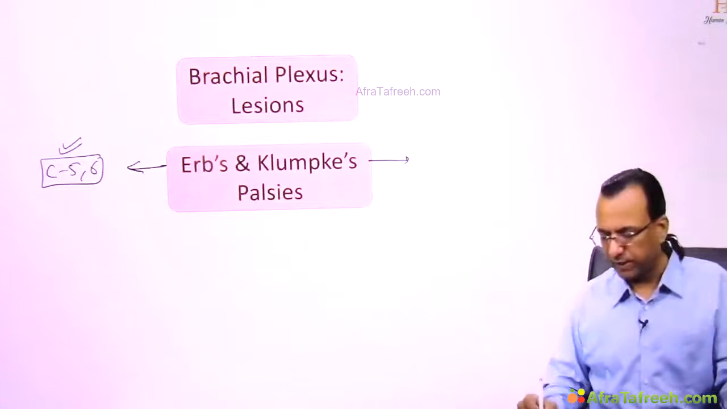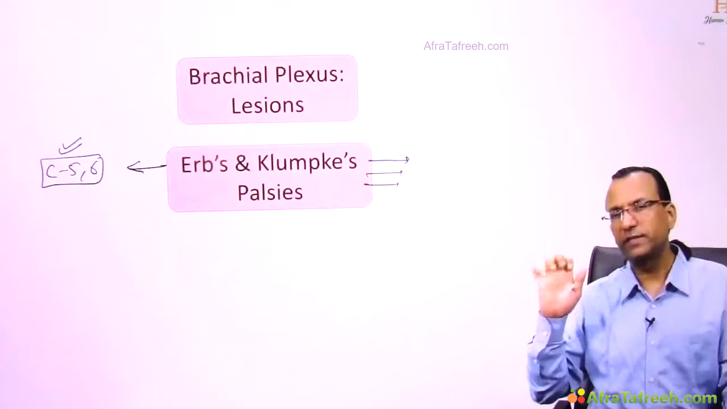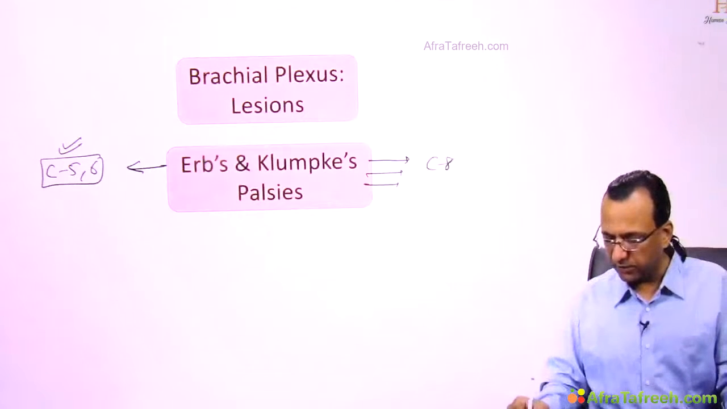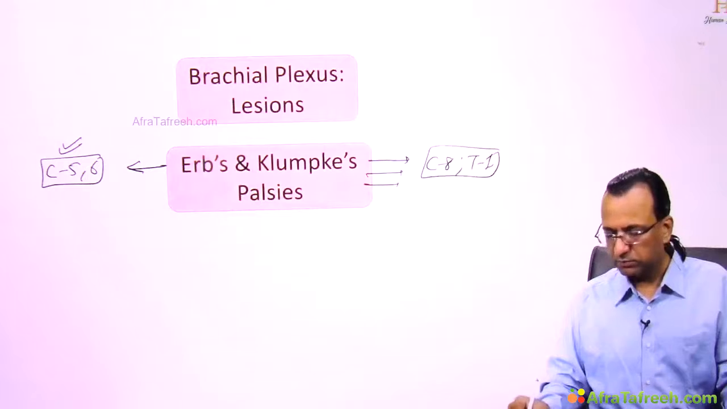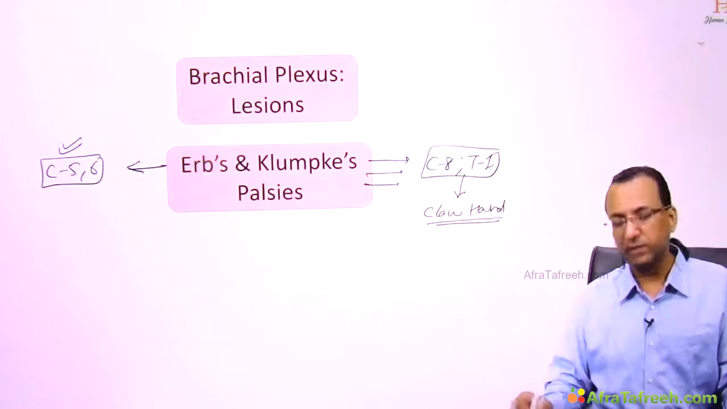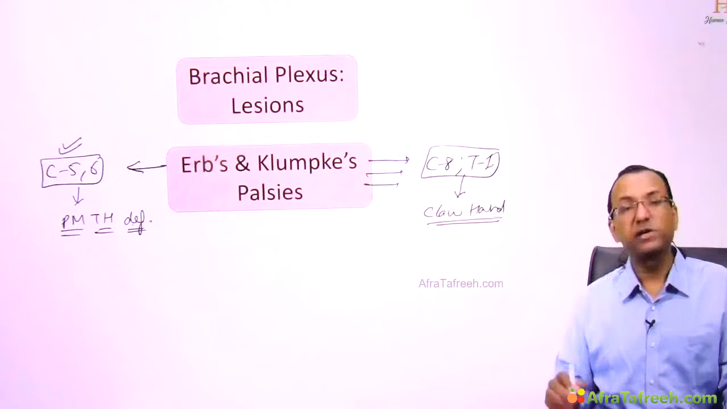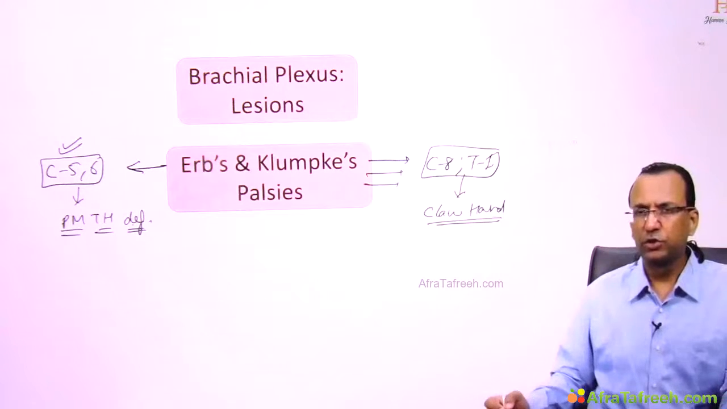And what about Klumpke's palsy? Then the distal root value, the hand muscles involved, which is C8, T1. And if C8, T1 is involved, then the problem will be claw hand deformity. There you have claw hand deformity, and here you have policeman's tip hand deformity. So there is policeman's tip hand deformity in Erb's palsy? Yes, due to some muscles not working.